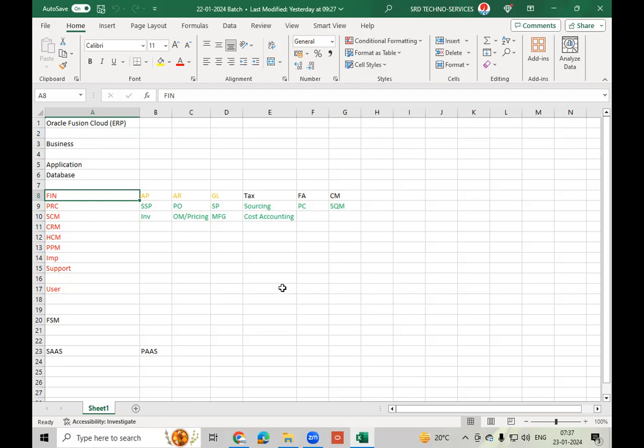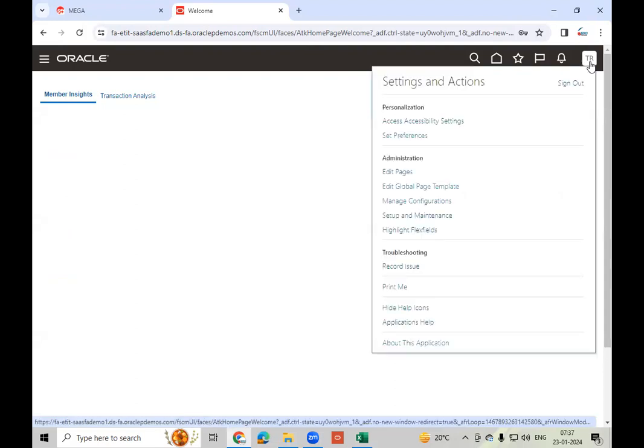Where will they configure the setup? I told you, right? This is the FSM, Functional Setup Manager. So how do you navigate to Functional Setup Manager? After signing into the application, you go to user actions. We can say it is user settings and actions. Here you will find the hyperlink Setup and Maintenance. When you click on this, yesterday I already showed you, once again.